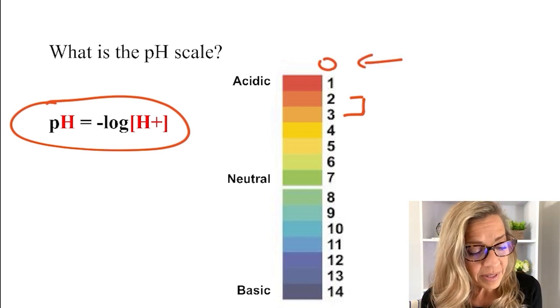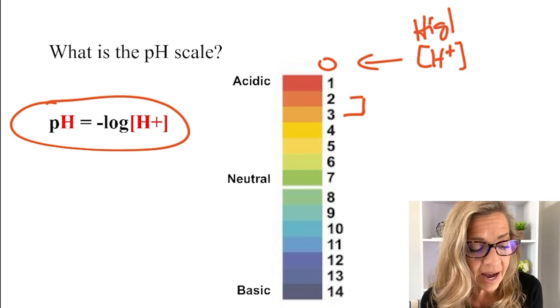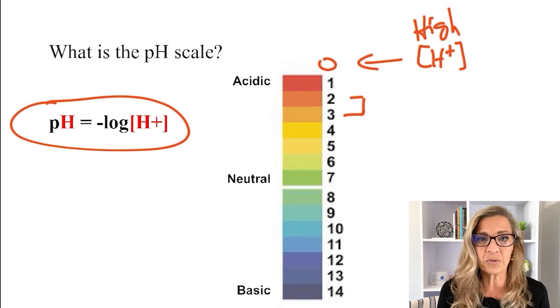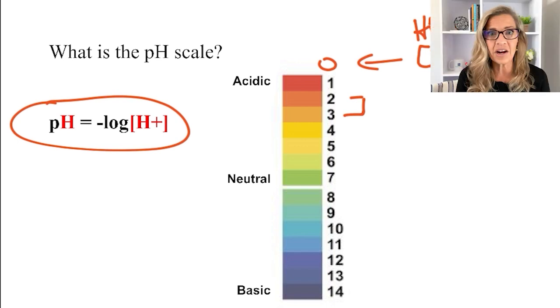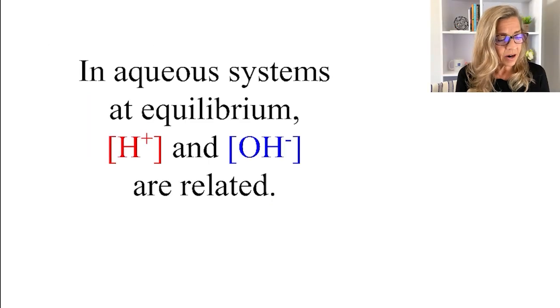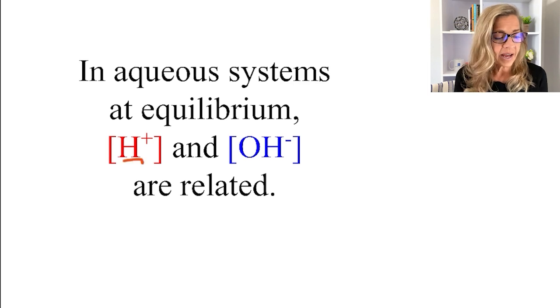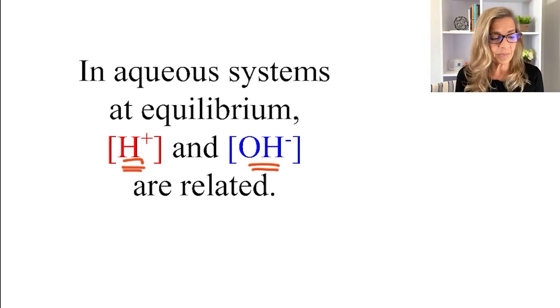All right, and so remember, this is the greater the ion concentration. This is a high H plus concentration, and then we get down to a pH of 14. We basically have very few H pluses. All right, so this is a relationship in aqueous solutions where H plus and hydroxide concentrations are related. Remember, hydrogen has to do with acids, and then hydroxide has to do with bases.